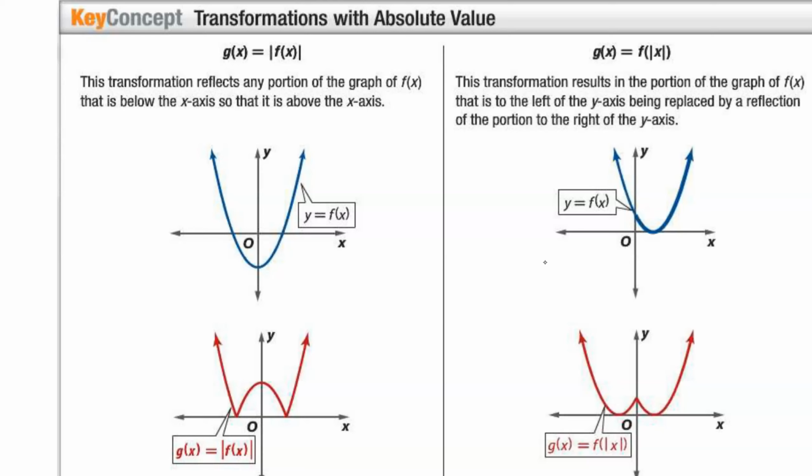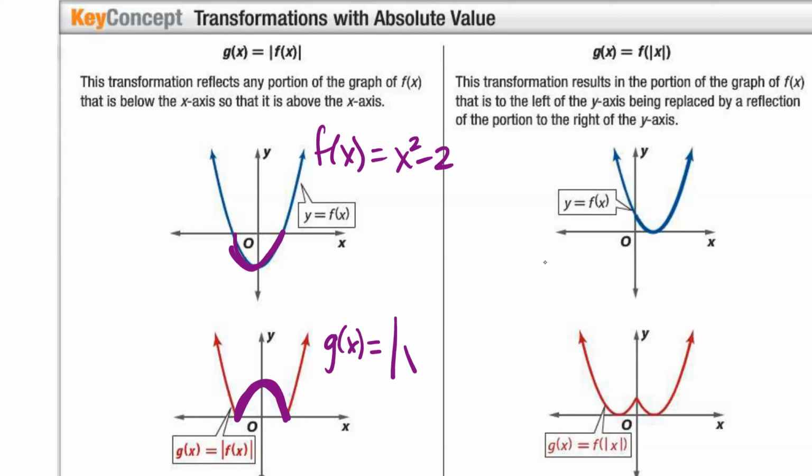Let me rephrase. So let's say this is x squared minus 2. Right? This is f of x is equal to x squared minus 2. What you're doing is taking absolute value of your function values. So what that means is anywhere where a y was negative, we're now making it positive. So this would be g of x is equal to absolute value of x squared minus 2.